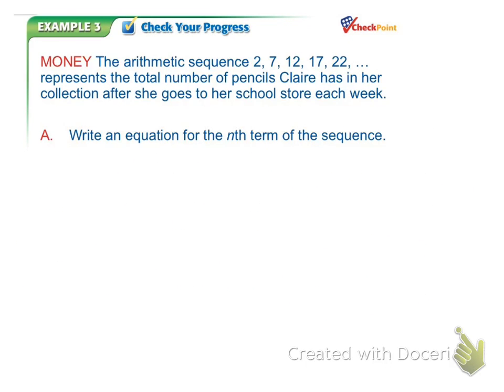I want you to do this one on your own. Do not sit and copy all of that down. Just copy the sequence of numbers, the 2, 7, 12, 17, and 22, and then I want you to go through and find the equation or the rule for the nth term of the sequence. Okay, go ahead and pause.